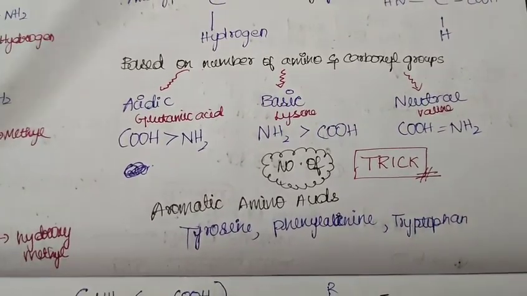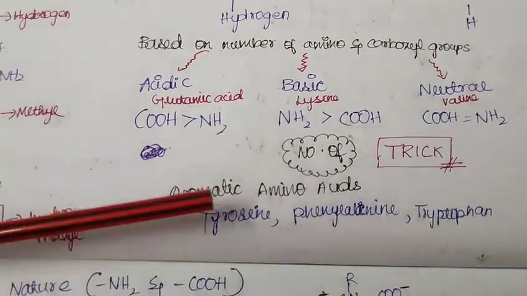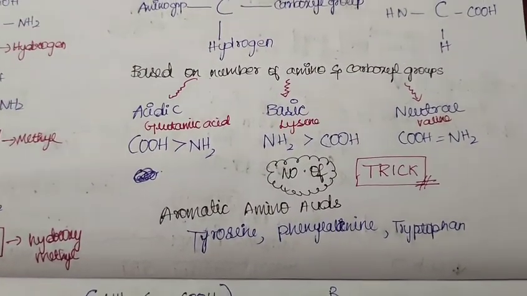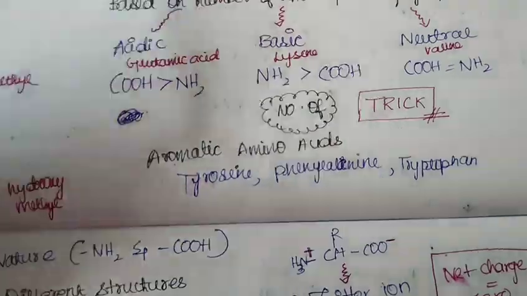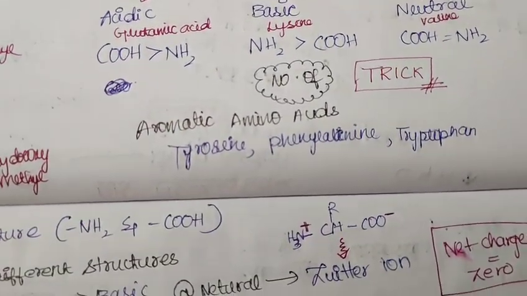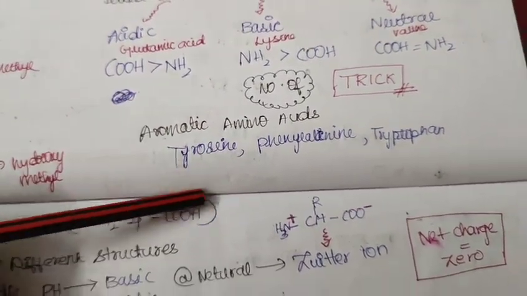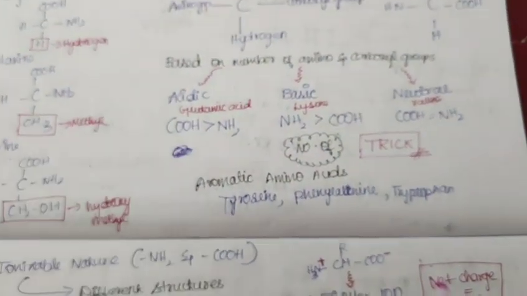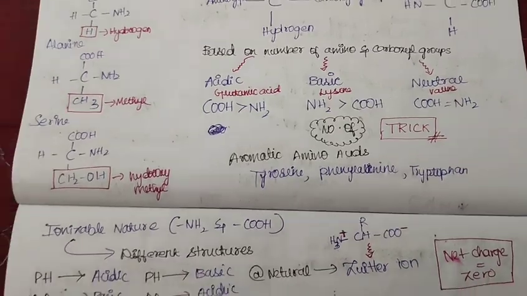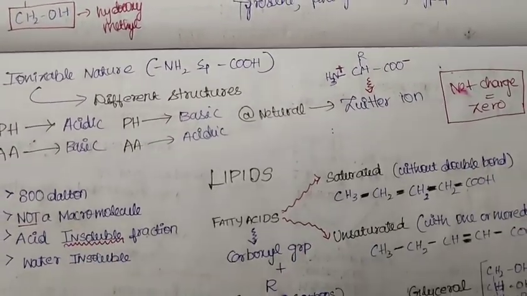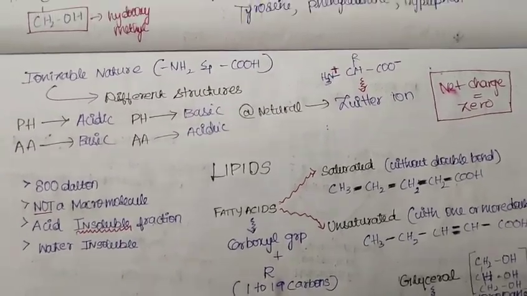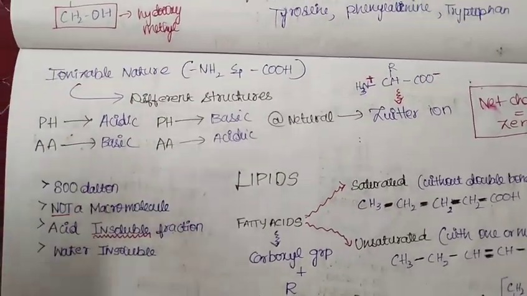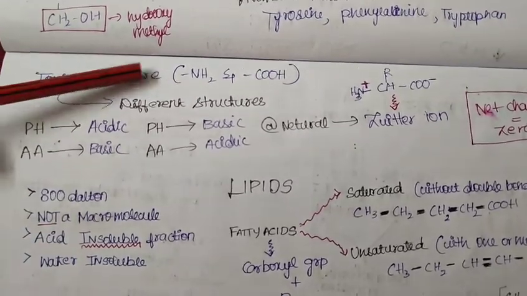Apart from this, we have another set of compounds called aromatic amino acids. Here we classified based on the amino and carboxyl group, and apart from that we have aromatic amino acids also. For example, tyrosine, phenylalanine and tryptophan are the examples for aromatic amino acids. Another property of amino acids is their ionizable nature. Whenever it is ionizable in nature, its structure will differ in different acidic or basic media.